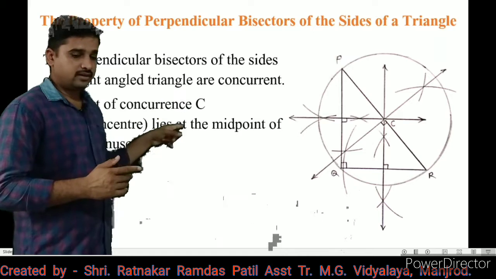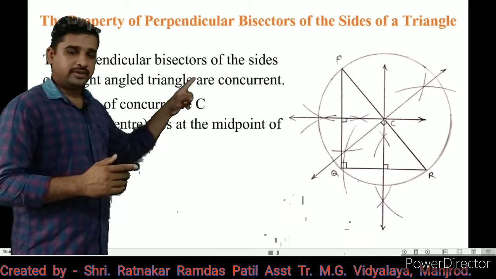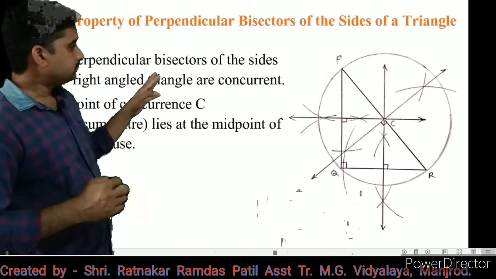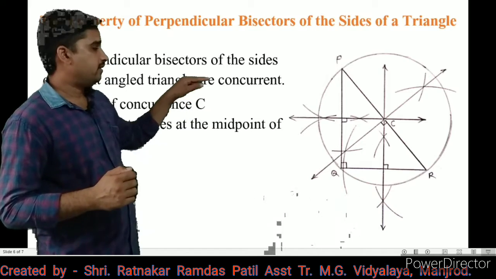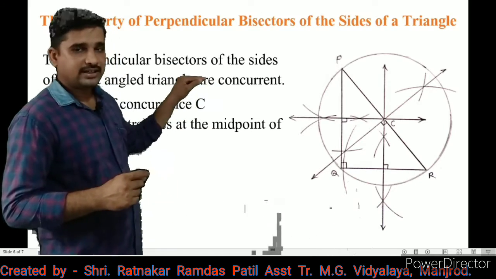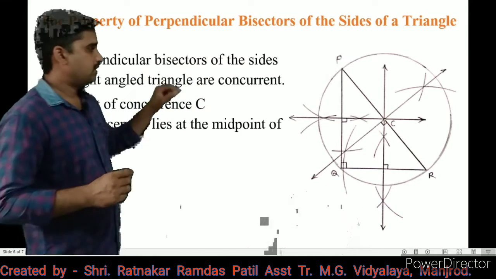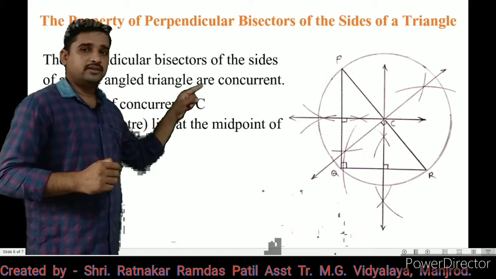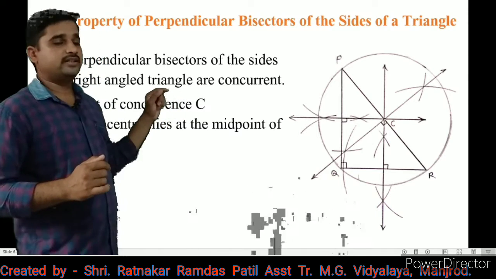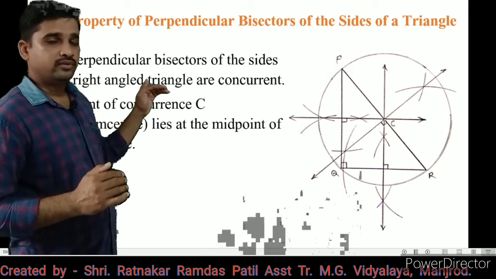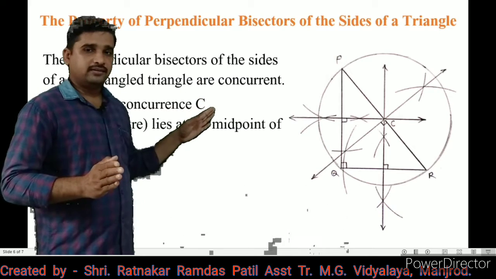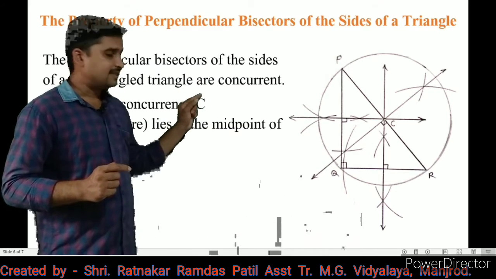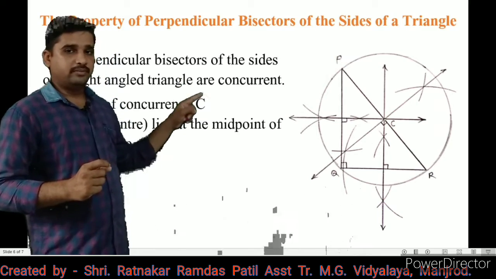You can see in this figure, here is right angle triangle PQR, and if you draw the perpendicular bisectors of this triangle, they are concurrent, and the point C is called the point of concurrence, and this point is called the circumcenter, and it is denoted by C. Therefore we give the name C. So in a right angle triangle, the circumcenter lies at the midpoint of the hypotenuse.